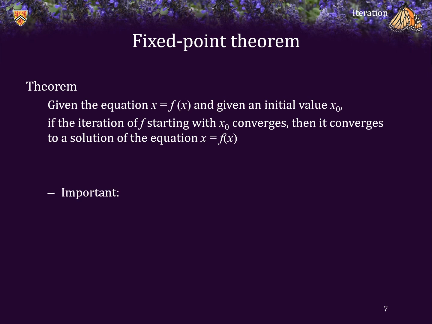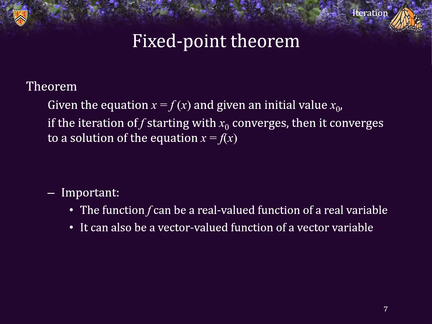Now it's important to note here, normally the function f will be a real valued function of a real variable, and therefore x naught will be a real number. However, it can also be a vector valued function of a vector variable, say a 5-dimensional vector being mapped to a 5-dimensional vector. In this case, of course, the initial value must also be a vector.